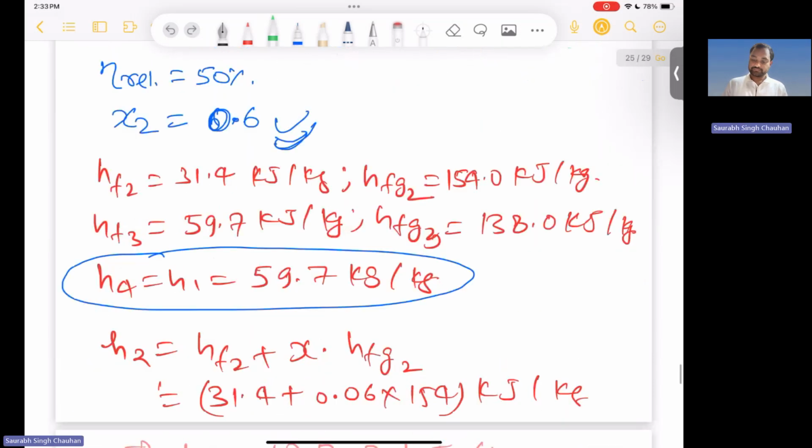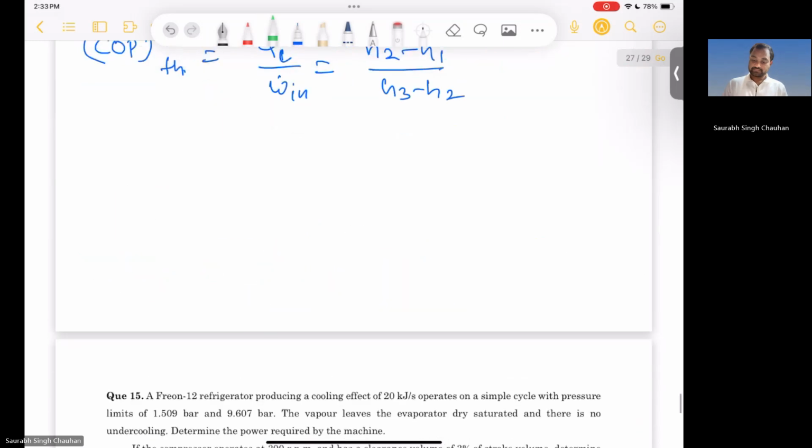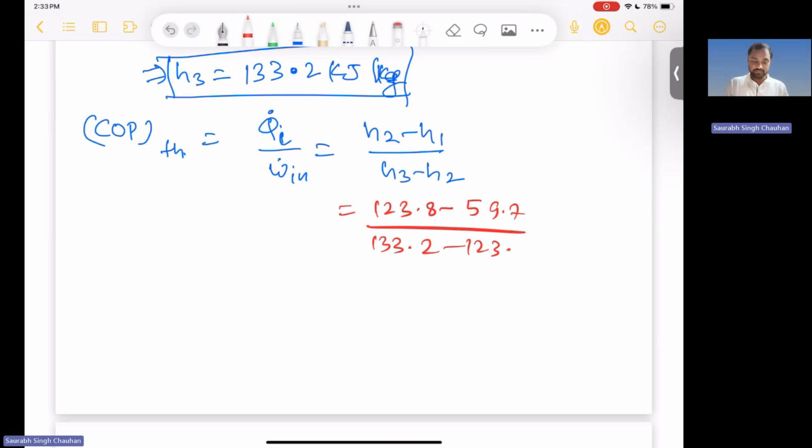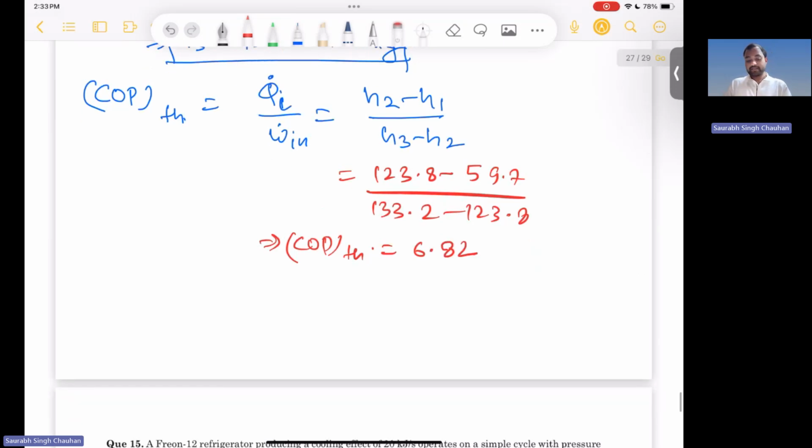Okay, you have all these values, and if you substitute, then you will get 123.8 minus 59.7 divided by 133.2 minus 123.8. So the theoretical value of COP you will get is 6.82. So please check this calculation.